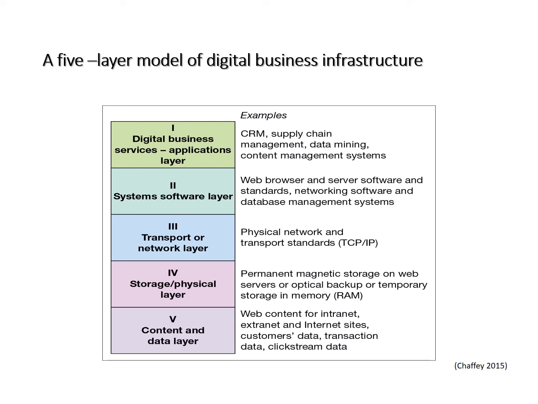This needs to be built into your organizational structure, your processes, and your systems and software. Then the system software layer: web browser and server software and standards, networking software, and database management systems. Important. Third, the transport or network layer: physical network and transport standards, in the TCP/IP. Then we have the storage and physical layer: permanent magnetic or optical storage on web servers, and backup or temporary storage in memory, RAM. The fifth layer is the content and data layer: web content for internet, extranet, and intranet sites, customer transaction data, and clickstream data.